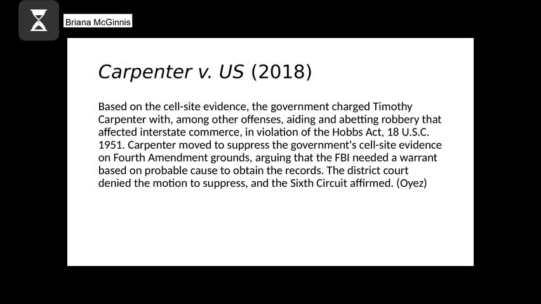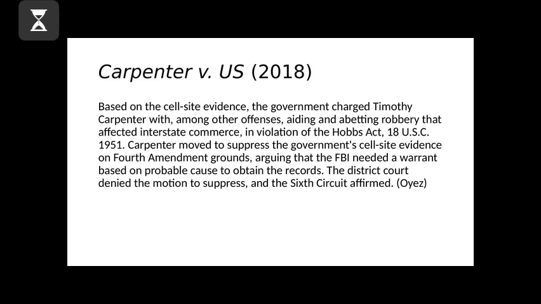On the basis of that cell site evidence, the government charged Timothy Carpenter with, among other offenses, aiding and abetting robbery that affected interstate commerce, in violation of the Hobbs Act. Just as an aside, not that many of the cases we look at are going to be federal cases because, as I said in the intro video to this unit, most criminal cases in the U.S. are not federal. They take place at the state lower level. But again, this interstate commerce language you will often see to justify a federal criminal crime or statute.